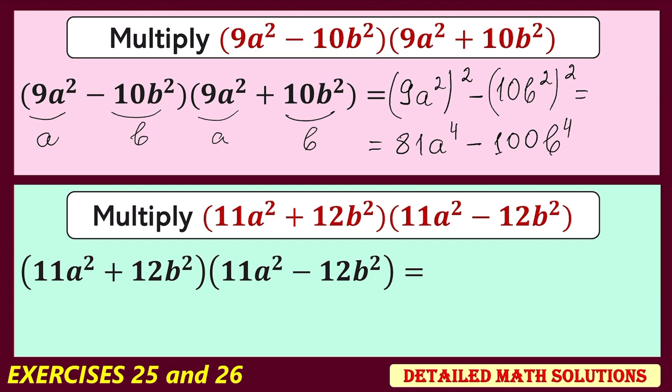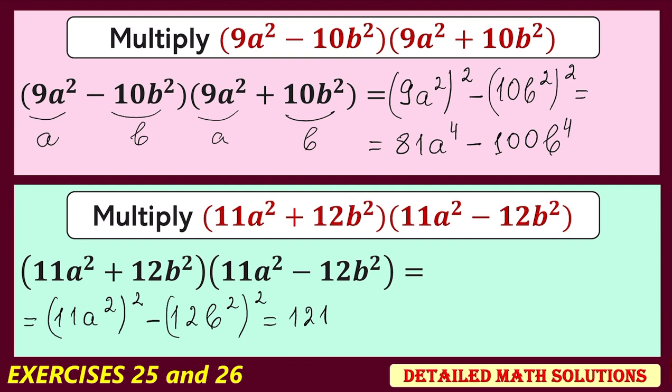And lastly, I'm going to multiply 11a squared plus 12b squared in parentheses and 11a squared minus 12b squared in parentheses. When I apply the formula, this equals 11a squared in parentheses squared minus 12b squared in parentheses squared. 11 squared is 121, a to the fourth power, minus 12 squared is 144, b to the fourth power.